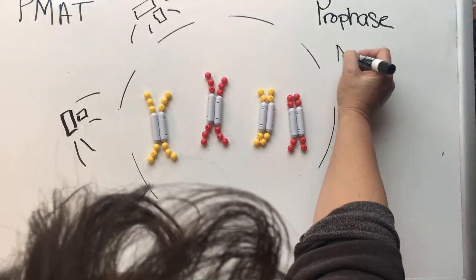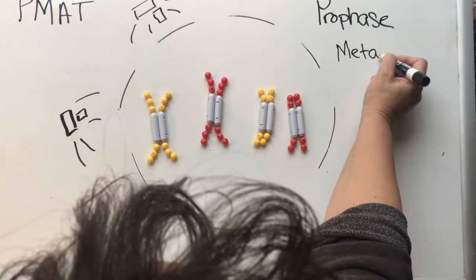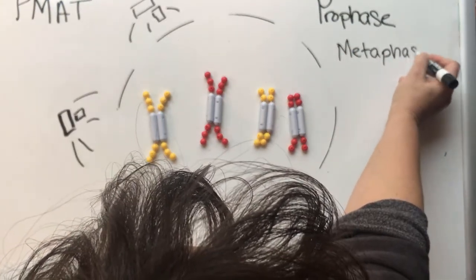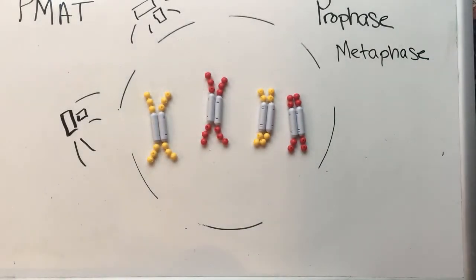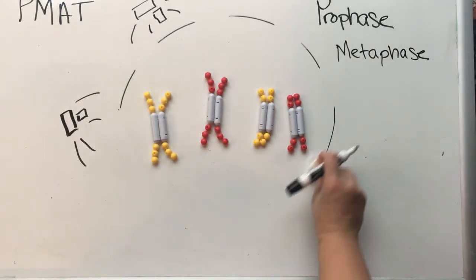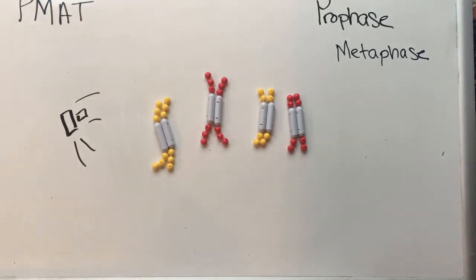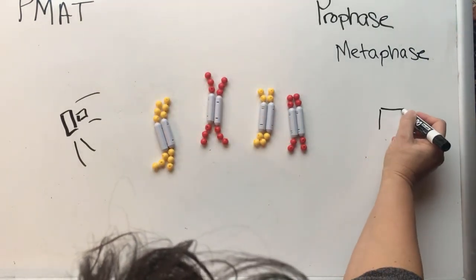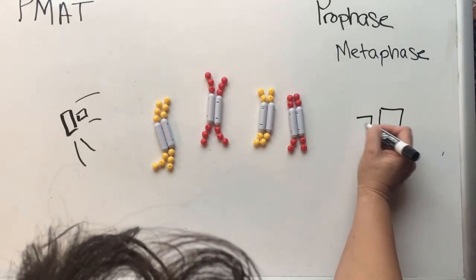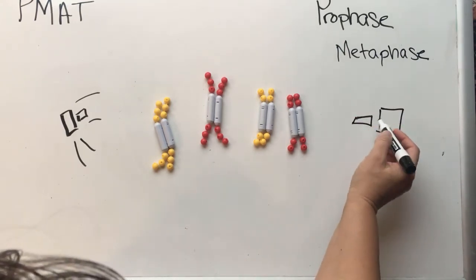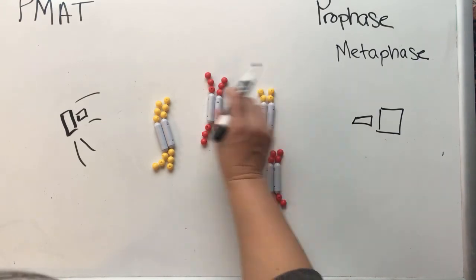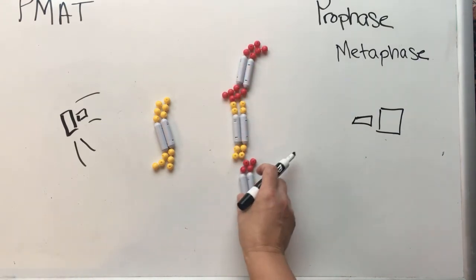In metaphase, the nuclear envelope is completely gone, and our centrioles are on opposite sides of the cell, and they are sending out the spindle fibers.